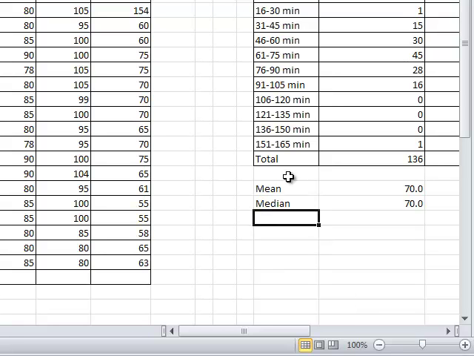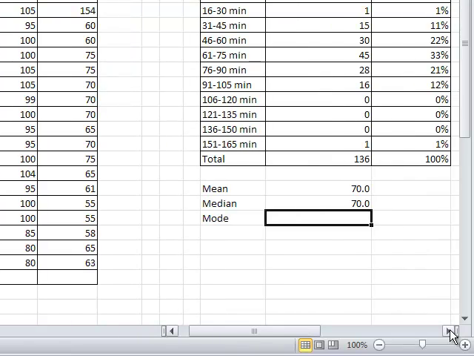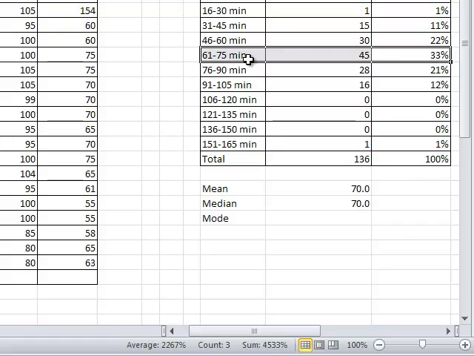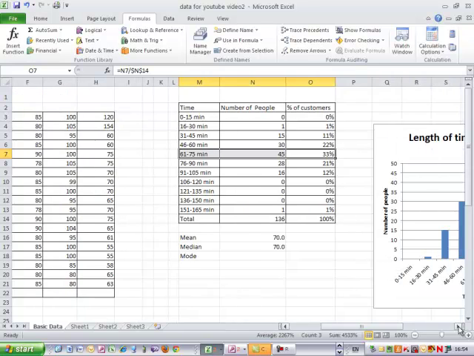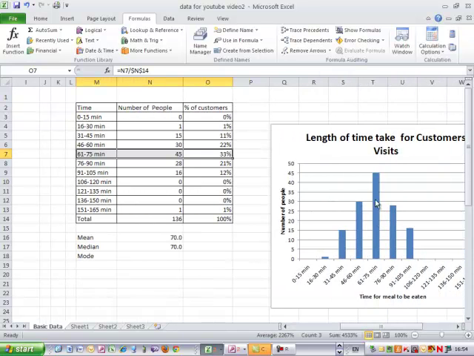And then we're going to calculate the mode. Now, if we look at the data we have on the screen, the mode or the modal category, in other words, the category that has the most number of people or the biggest percentage of people, you'll see is 61 to 75 minutes. That's the biggest category that we can see also on the chart, the large column in the middle.